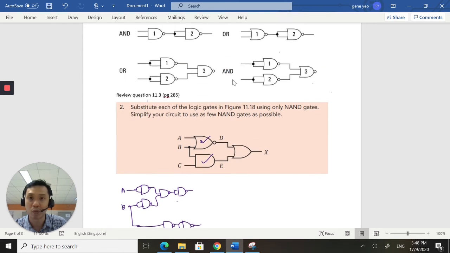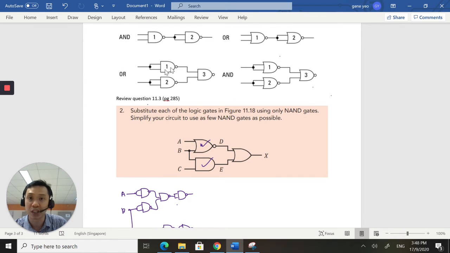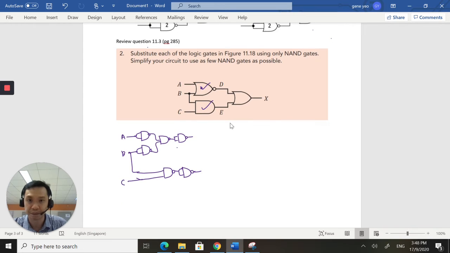So if you remember one more time, the OR gate is the pattern of 3. So let's draw 3 here. So let's draw 1, 2, and 3. Okay, like so.